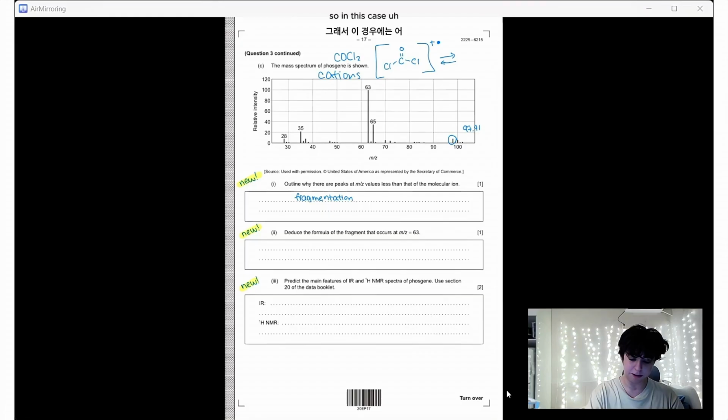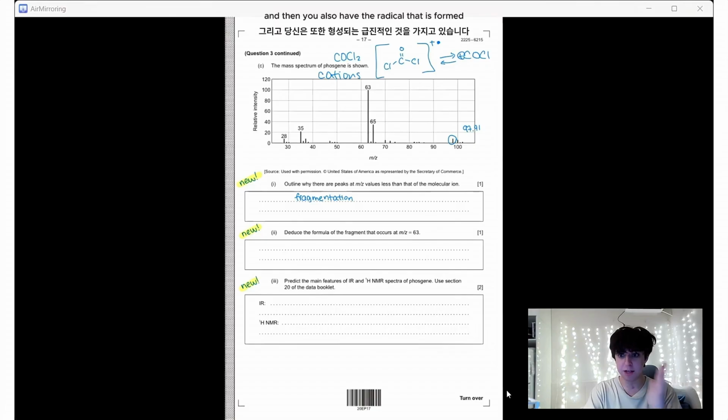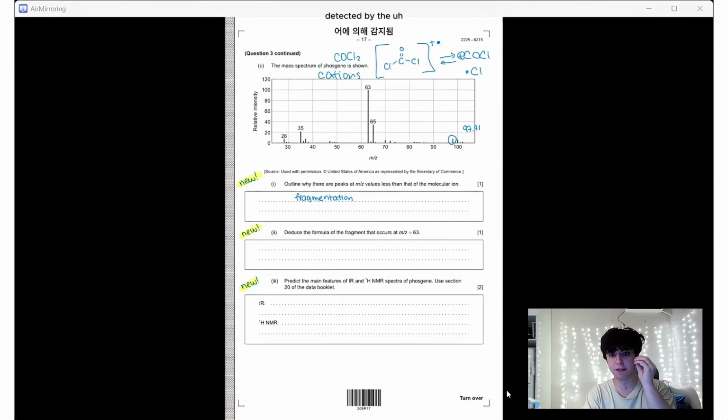So in this case, spoiler alert, it's going to be the COCl+, and then you also have the radical that is formed, Cl•, and that isn't detected by the mass spectrometer because it's not a charge, it's a neutral radical, but it's showing that is what is lost. You don't detect what is lost, but you can calculate what is lost.